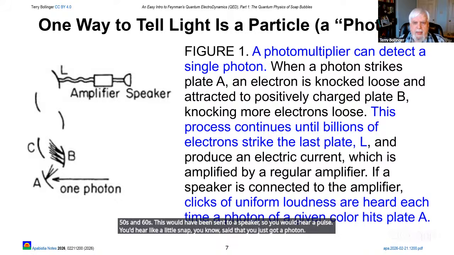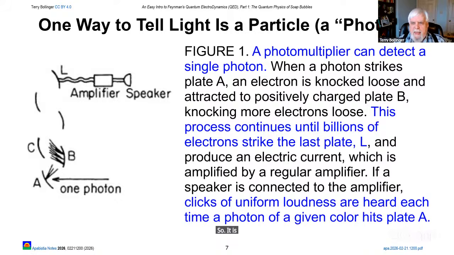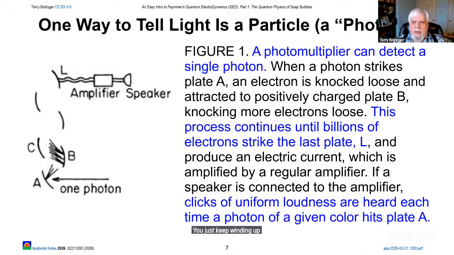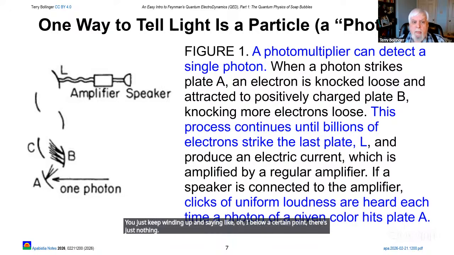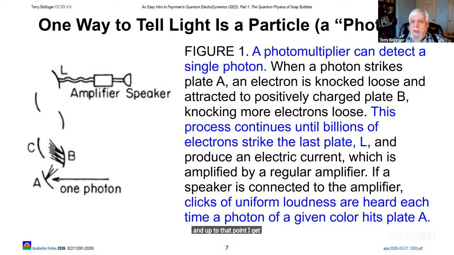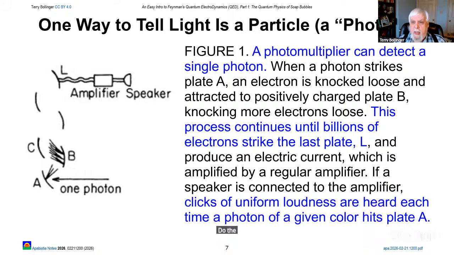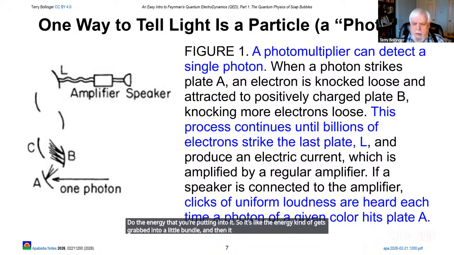So it is a remarkable thing that when you make the light very dim, you can't get away from this effect. You just keep winding up and saying, oh, below a certain point, there's just nothing. And up to that point, I get a number of photons that is remarkably just proportional to the energy that you're putting into it. So it's like the energy kind of gets grabbed into a little bundle and then it pops out.